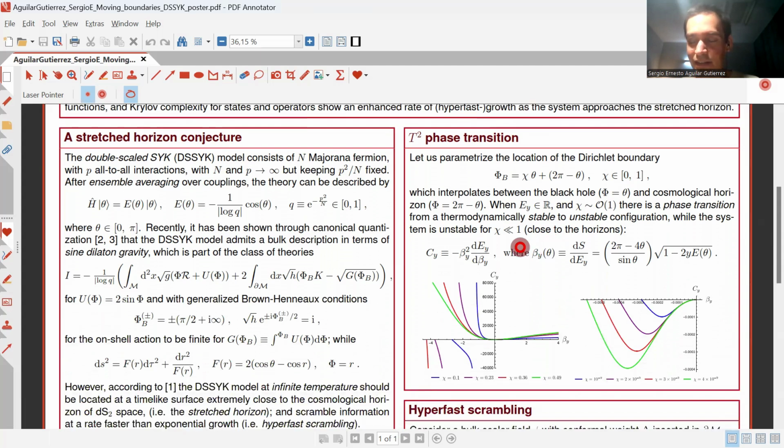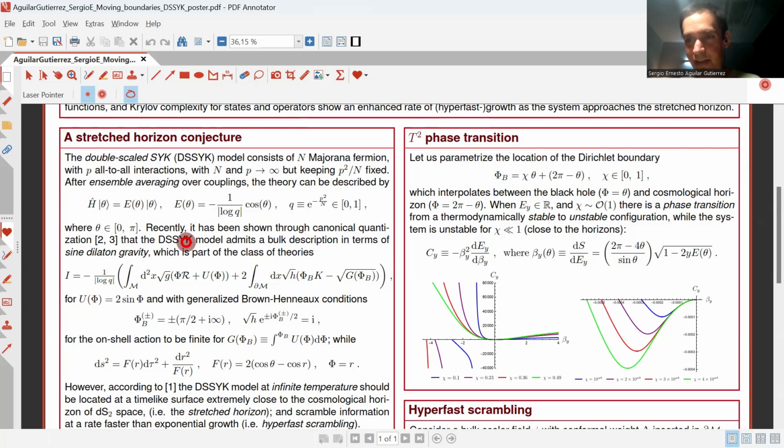So this is in contrast to recent developments that actually tell you that the dual theory is something else called dilaton-gravity. So the double SYK model is a model with N Majorana fermions that have P-body interactions, where we can take N and P going to infinity, but we keep the ratio fixed. And in that case, it has an exactly solvable quantum system description after doing the ensemble averaging over couplings between the fermions that has this type of form.